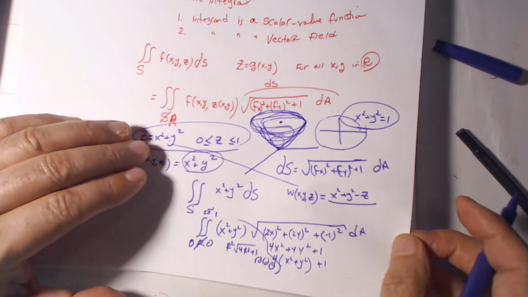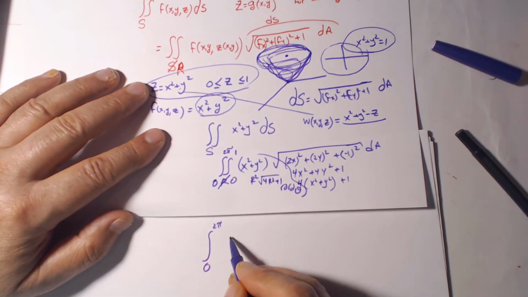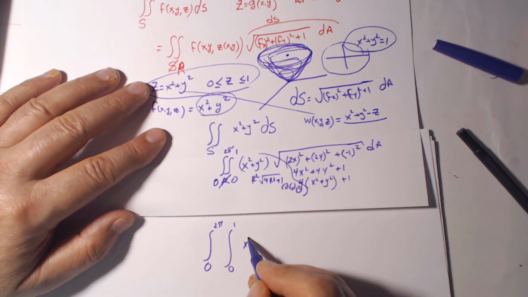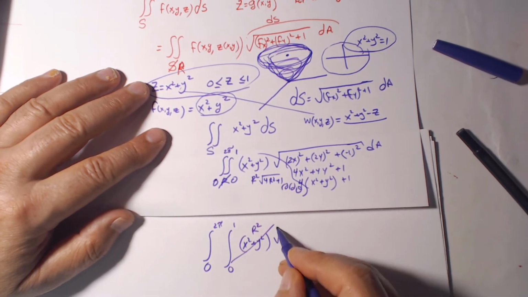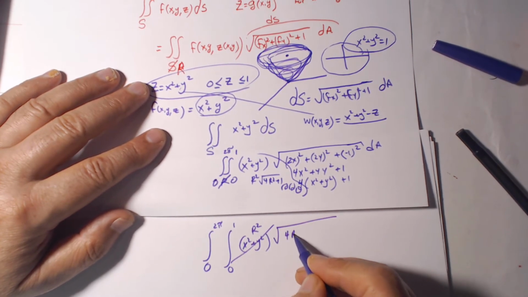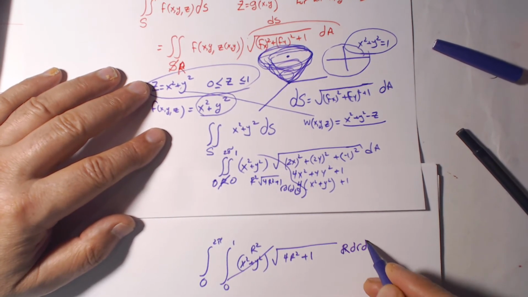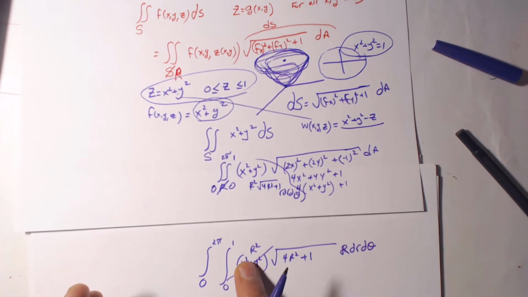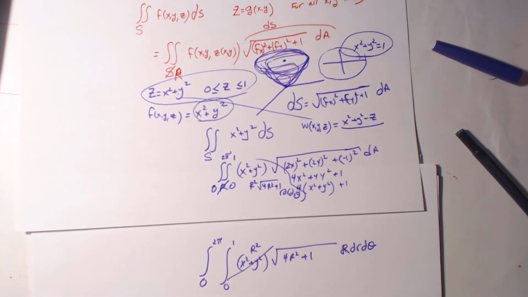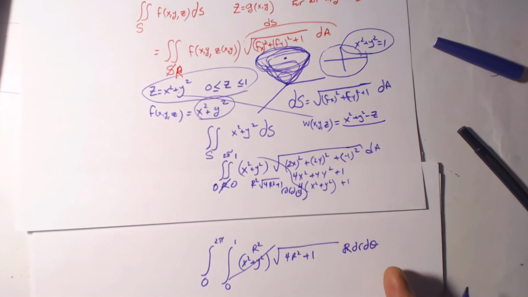Let me write this for you to be able to see it. Therefore, you have 0 to 2 pi and 0 to 1, x squared plus y squared, which instead we wrote r squared, and the square root of 4r squared plus 1, r dr d theta. Here you have r cubed, and you have to do some kind of substitution to be able to integrate it. I'll leave this up to you to go ahead and evaluate.